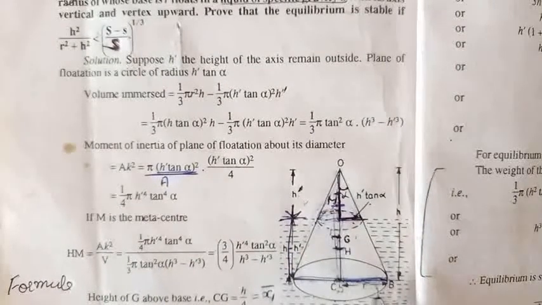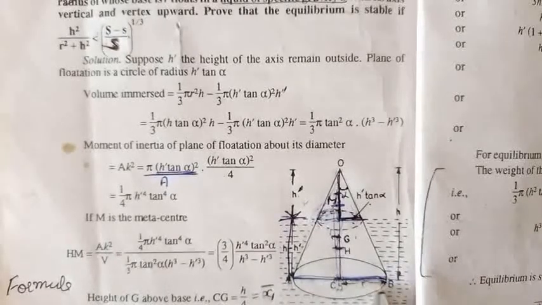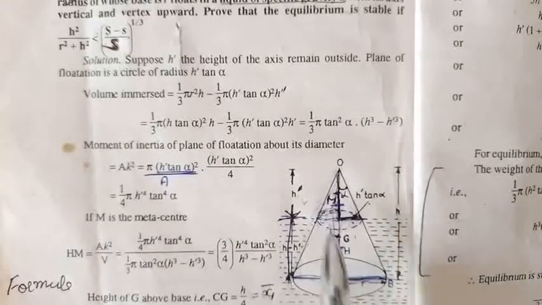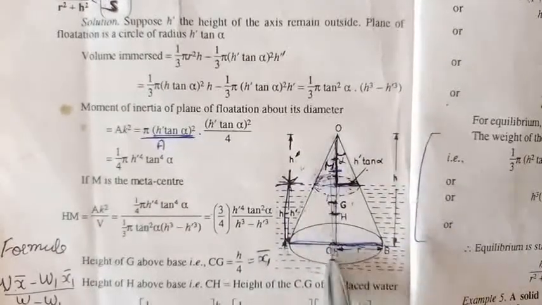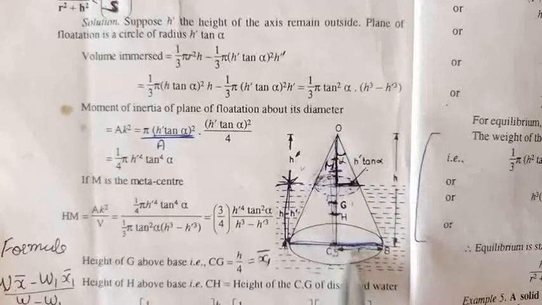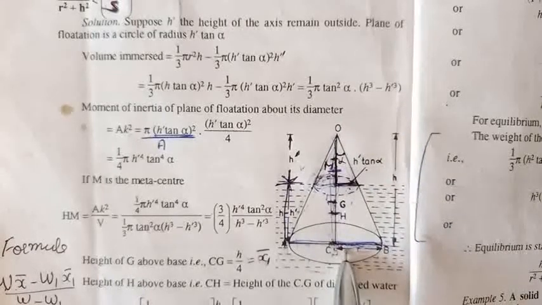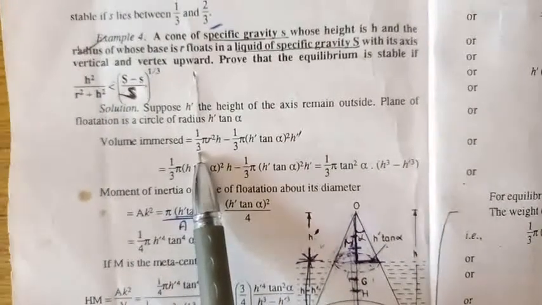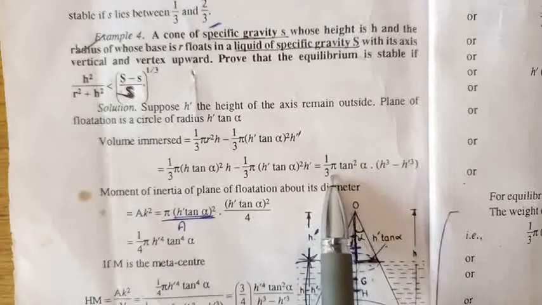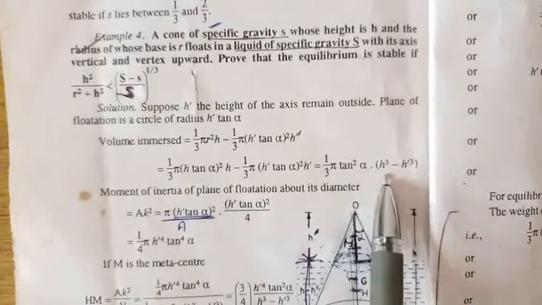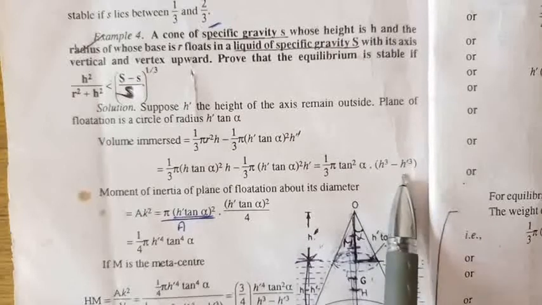Now the radius of the larger cone, that is BC, can be obtained from the right angle triangle OCB. In the right angle triangle OCB, BC upon OC, meaning R upon H, is equal to tangent alpha. So the radius of the larger cone will be H tangent alpha. So putting the values here, we get the volume of the frustum, which is given by 1 by 3 pi tangent square alpha into h cube minus h dash cube.